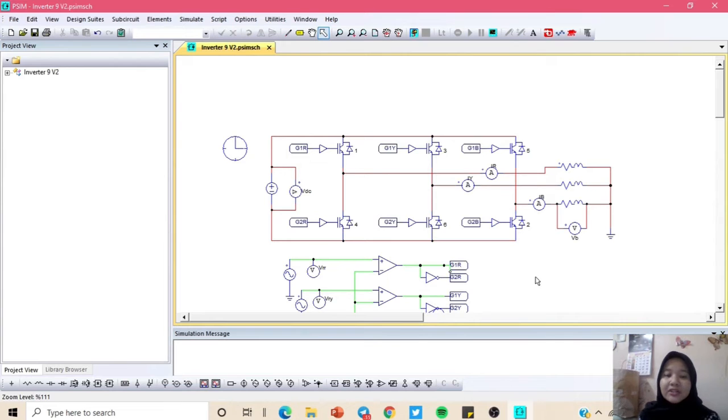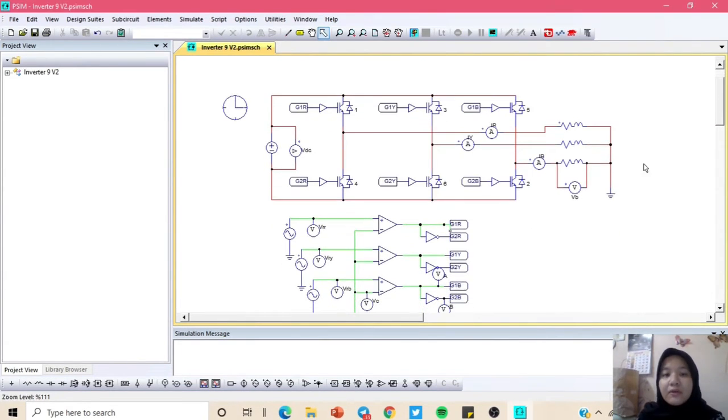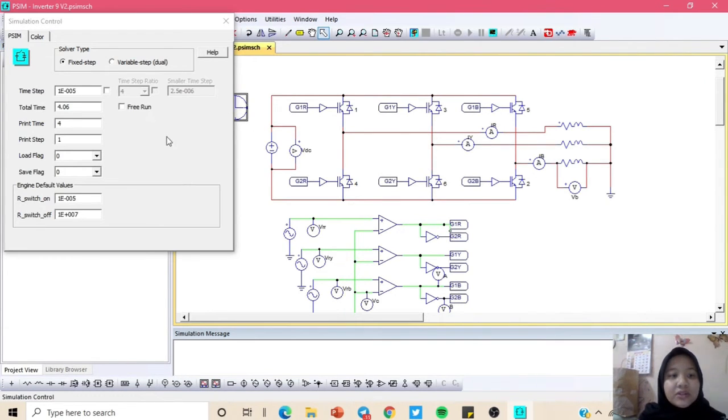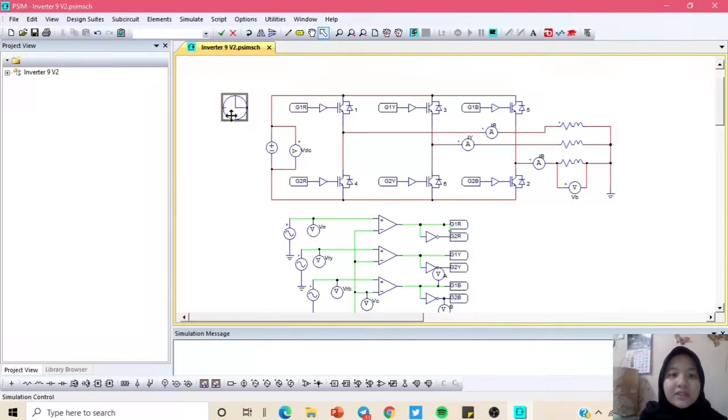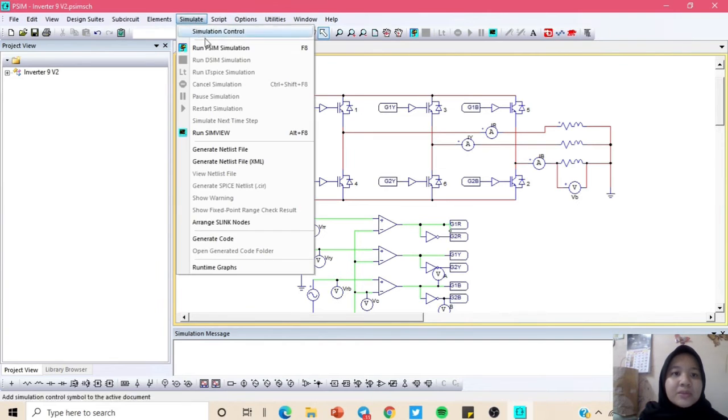So basically, question D asks to show the phase blue voltage. Before we run the simulation, we have to set the simulation control. So the print time is 4 seconds and the total time is 4.06 seconds. So the total time is 0.06 seconds. That means that this simulation has 3 cycles because one cycle is 0.02 seconds. When we have set this, we can run the simulation.